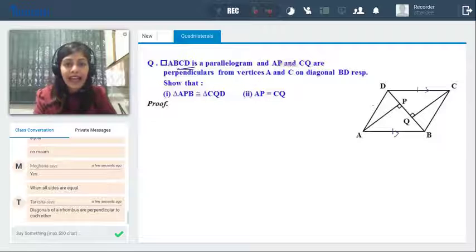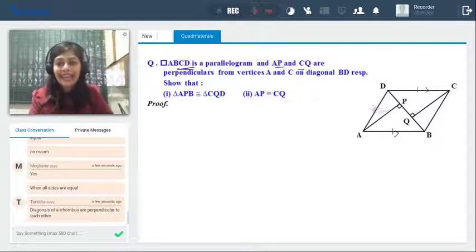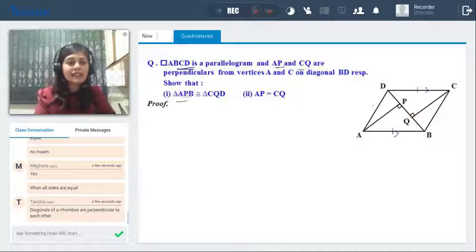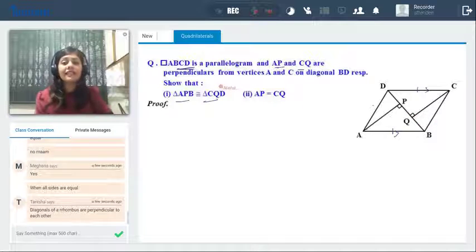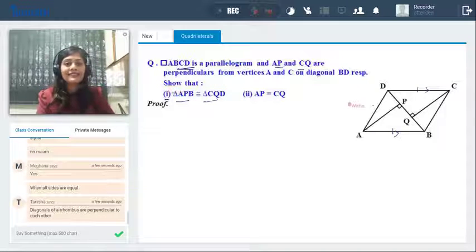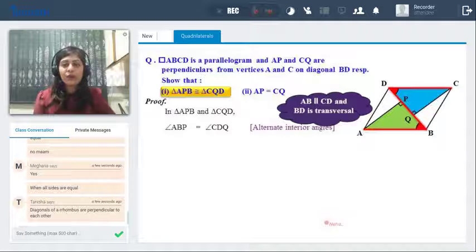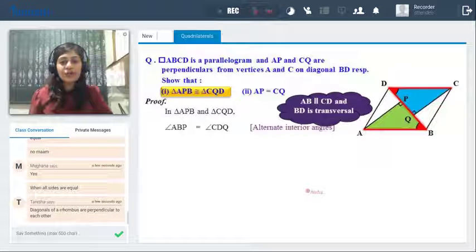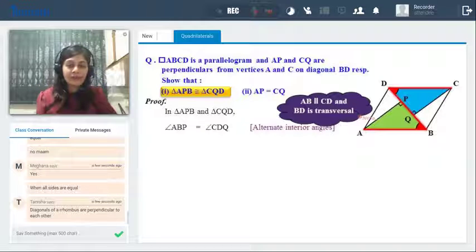What else do we have? AP and CQ are perpendiculars from vertices A and C. So we have AP perpendicular to BD and CQ perpendicular to the same side BD. Now quickly, students, look at the first part. I already said this is an extremely easy sum. So quickly tell me, how are triangles APB and CQD congruent to each other? It's already given for you. They are highlighted for you. Quickly observe how APB and CQD are congruent.